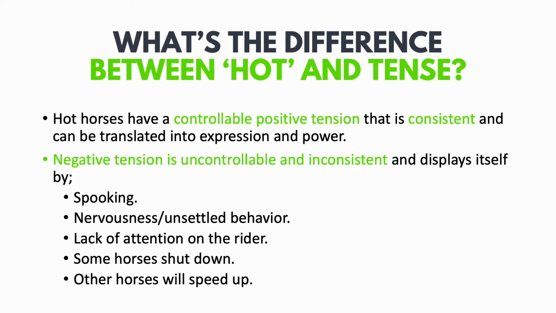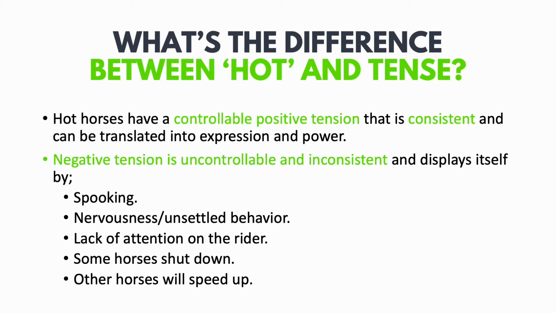So essentially, the difference between hot horses and tense horses is that a hot horse can have lots of energy and to some degree some tension, but that tension is controllable and consistent, and therefore it's positive tension. However, when a horse is described as being tense, that means it's negative tension, inconsistent and uncontrollable. One moment the horse could seem fine, and the next moment it could be unsettled, and then the moment after that it could turn itself inside out.